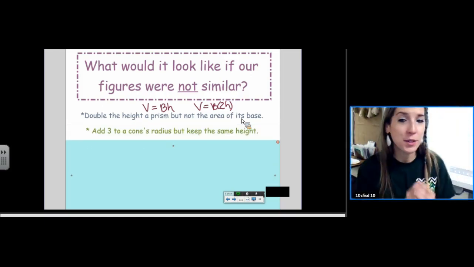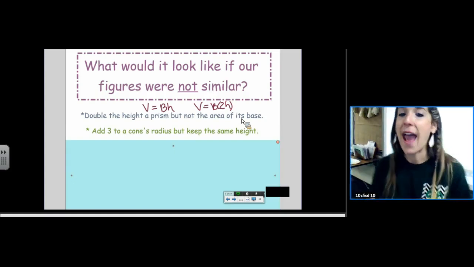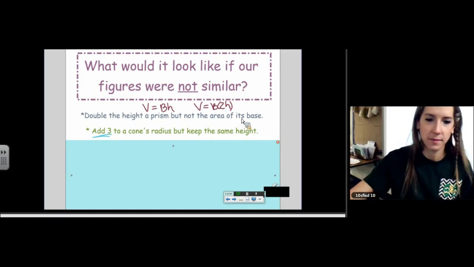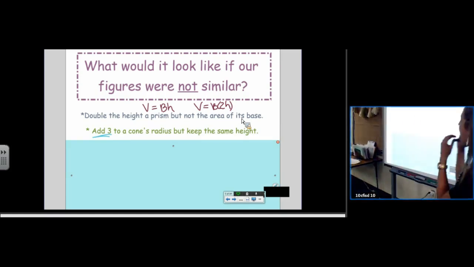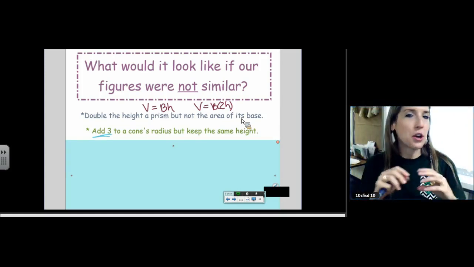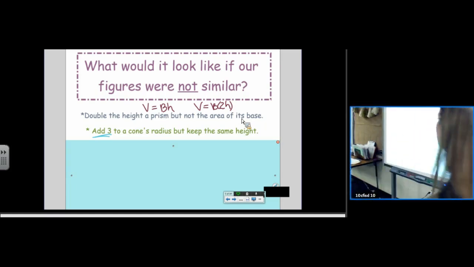Add 3 to a cone's radius, but keep the same height. When you are adding, that is not a scale factor. That's not a factor. So you're not creating a similar solid. You're creating a new solid, but definitely not similar.